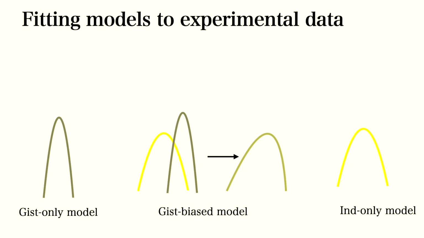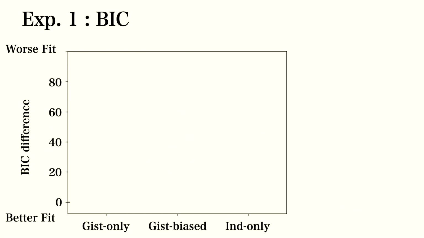And finally, to see how well the model could fit the data quantitatively, we fit 3 different models to the data. The first one is the gist-only model, which assumes that the individual memory is completely replaced by the gist. Next, we have the gist bias model. And finally, the individual-only model, which assumes that we only use item-based representation, but not the gist. To see how well the models fit the data, we calculate BIC for each of them. A low BIC value means that the model fits the data well.